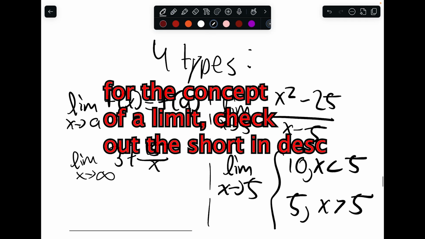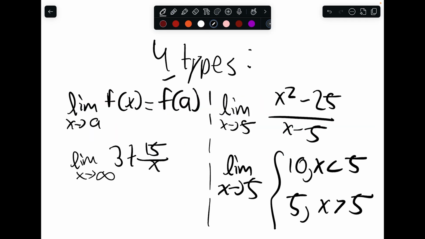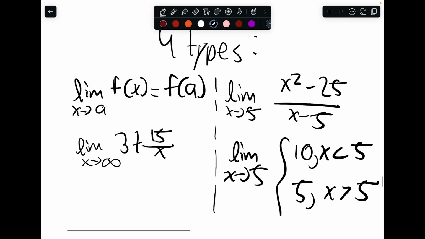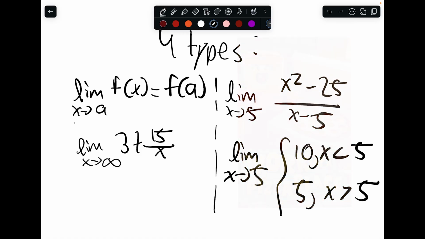So, in the basics of limits in calculus, you're going to see basically 4 types of limits. I'll be going through each of these with examples and a description of it, with work at a pizza place and a practice problem. So, let's begin with the first type of limit.